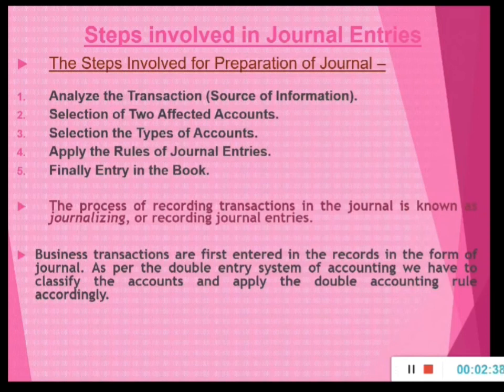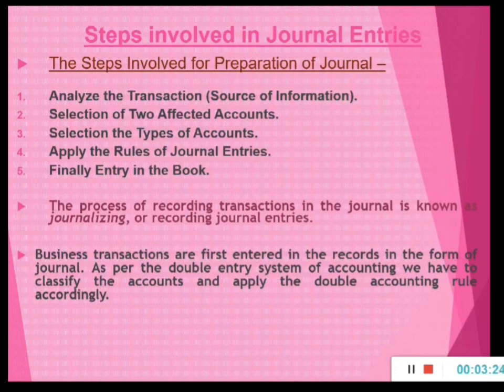The third step is selection of the type of account. The item that is debited and credited will relate to a particular type of account, so we have to identify what type of account it is. The fourth step is to apply the rules of journal entries. According to these rules, we will be debiting some items and crediting some items. The fifth step is finally the entry in the book. The last step is writing out the entry in the book of journal.